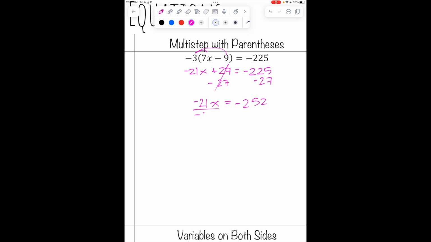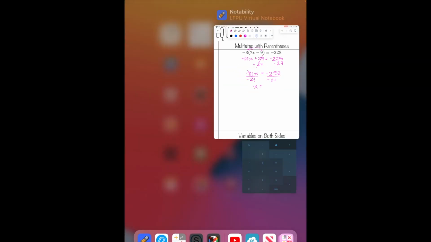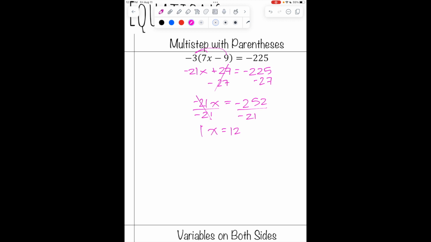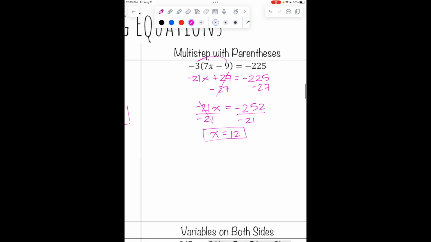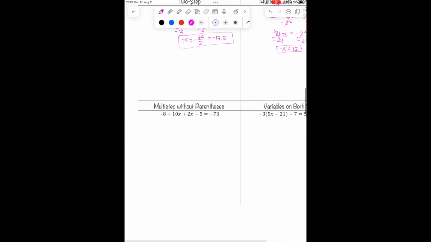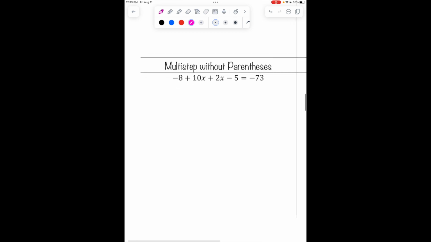I am going to go ahead and divide both sides by negative 21. Cancel out. Negative 252 divided by negative 21. Let's see. Negative 252 divided by negative 21 is 12. So in this one, x equals 12. I would have gotten the same exact answer if I started with dividing by that negative 3, but again, I was just trying to be careful that I didn't have any fractions I had to deal with until the last possible moment.